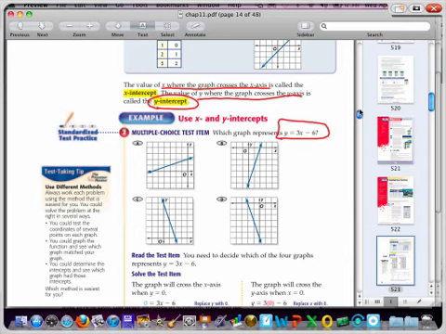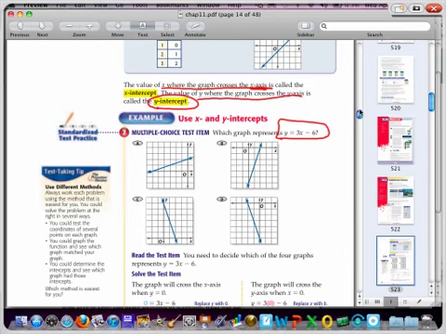So let's think about the x-intercept. We said the x-intercept is where the graph crosses the x-axis. In other words, if it crosses the x-axis, then what is the value of y at that point?